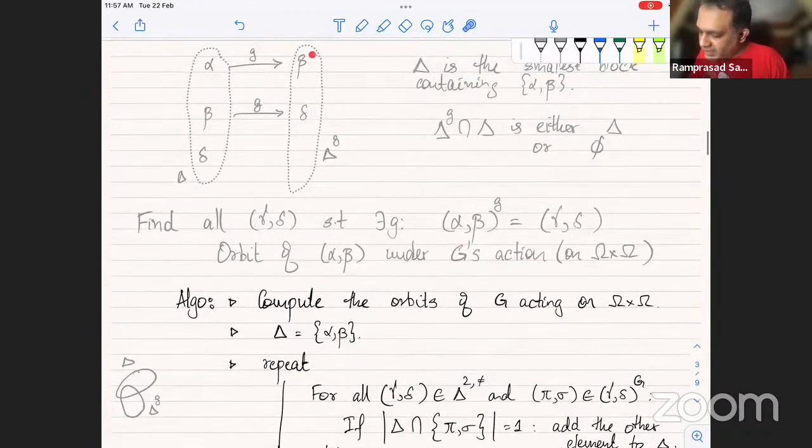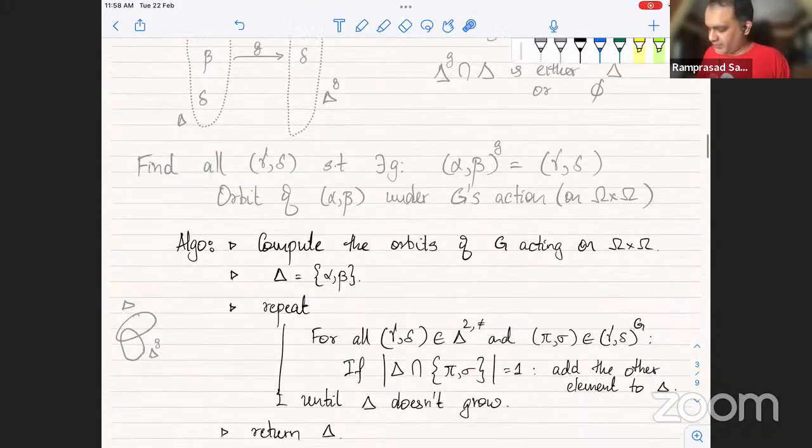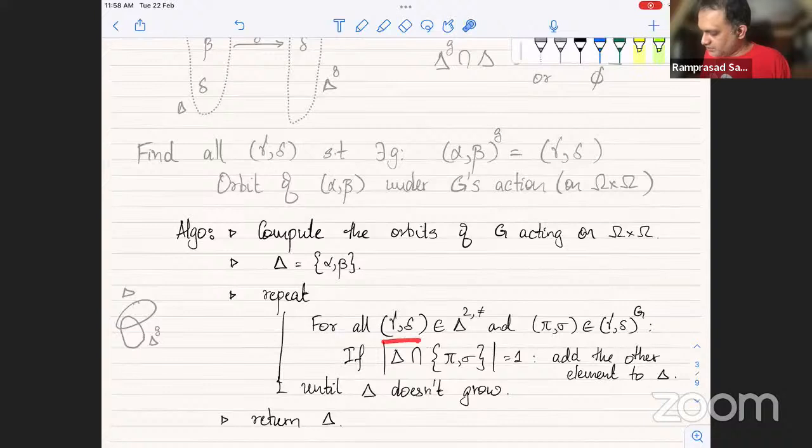We basically said, if I find the beta comma delta in it, then I know I am forced to add delta to my block. And that's what I'm going to do. I'm basically going to say, look at all possible pairs in the current set delta. Okay, initially there was only alpha comma beta, but as the algorithm evolves, maybe your delta has become larger.